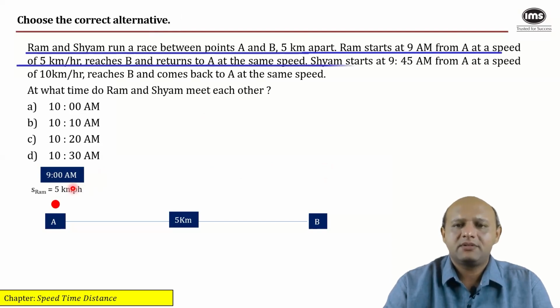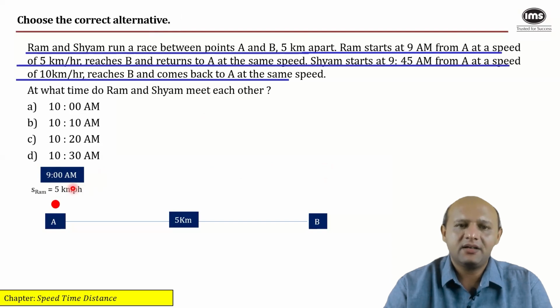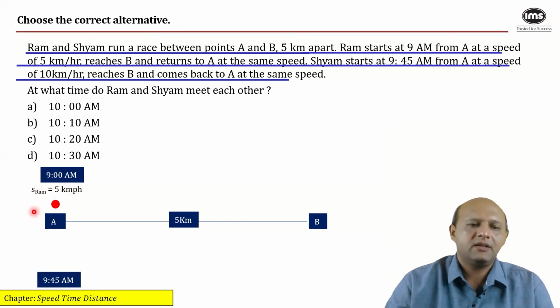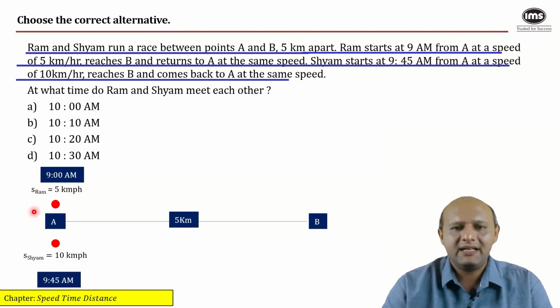Next, Sham starts at 9:45 from A at a speed of 10 kmph, reaches B and comes back to A with the same speed, obviously. So you've got another person starting 45 minutes late, so 3/4 of an hour late, correct? So he's starting with the speed of 10 kmph. Now, we're supposed to find the time at which both of them meet.